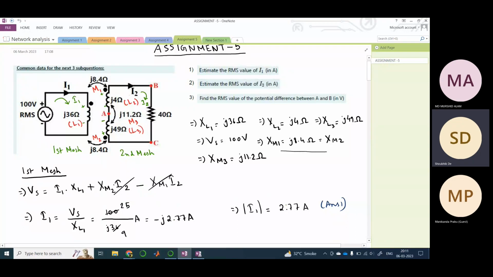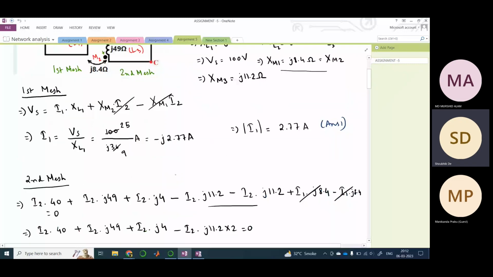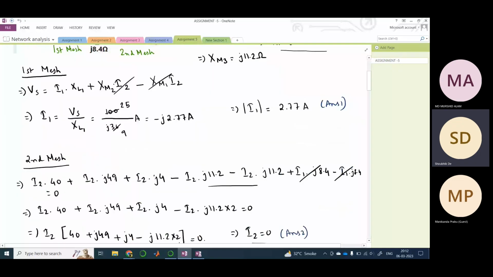So I1 is 2.77 amperes. Now they have told us to write the value of I2 also. In the same way you write I2 also. So be careful. We have a big term here because there are two inductors and a resistor, and each inductor is coupled with each of the other two inductors. So therefore we have such a big term.